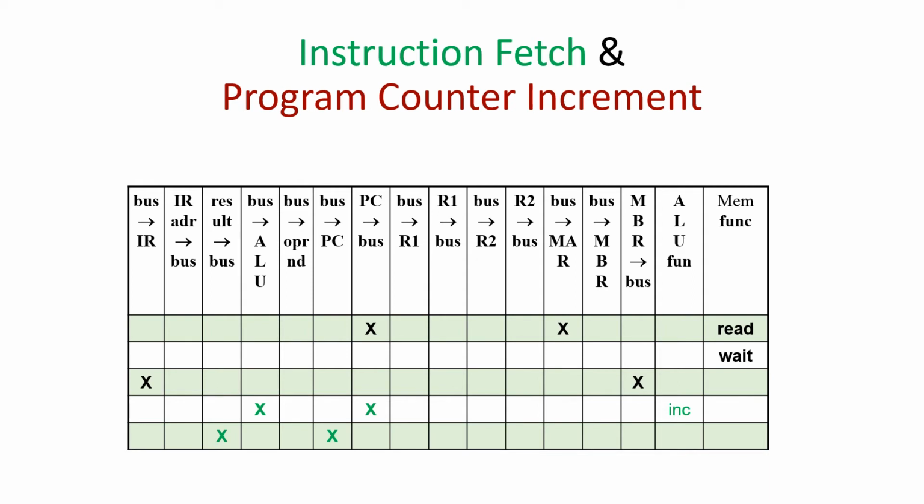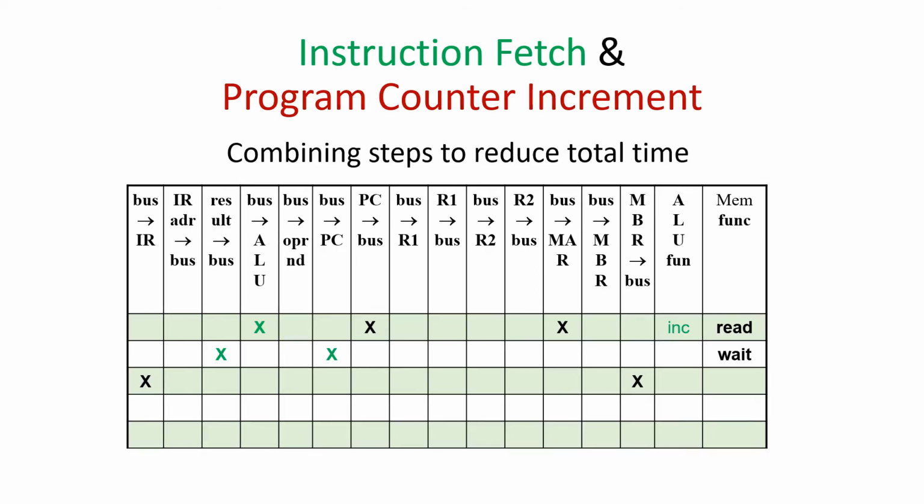We then have to increment the program counter. So we copy that program counter value onto the bus into the ALU and tell the ALU to increment. And then after that, we take the value in the result register, which is the incremented program counter value, and put it back into the program counter. So these 5 instructions will do it. You can save time by doing them both at once.